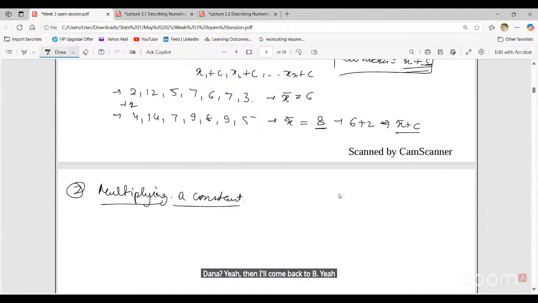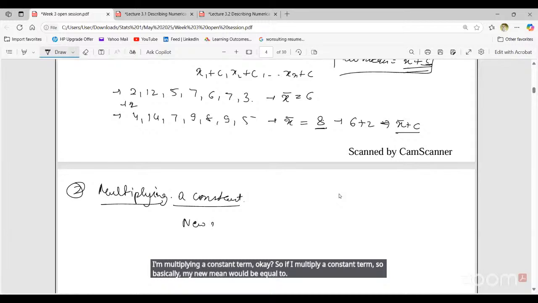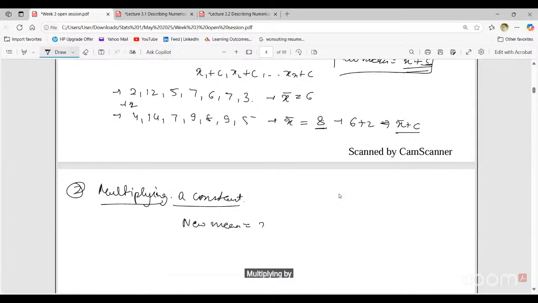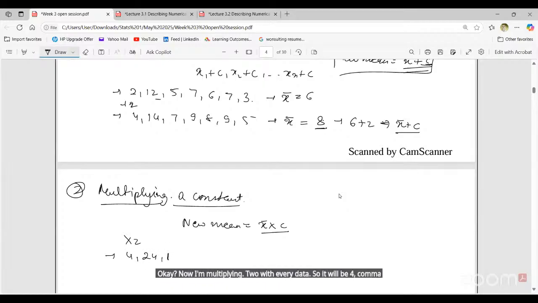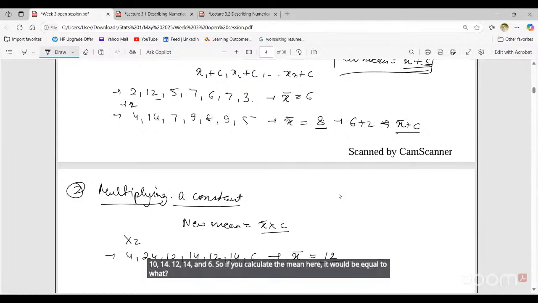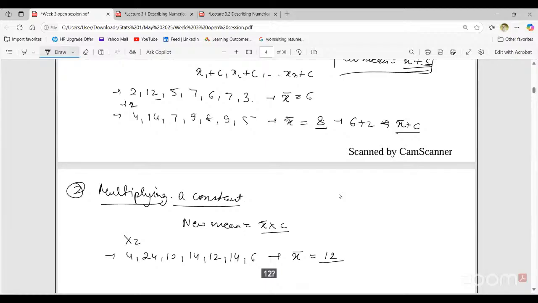Now I am multiplying by a constant term. If I multiply by some constant, my new mean will be equal to the old mean into the constant term. Let's take this example only. Now I am multiplying every data by 2, so it will be 4, 24, 10, 14, 12. If you calculate the mean here, it would be 12. So this is basically 6 into 2.